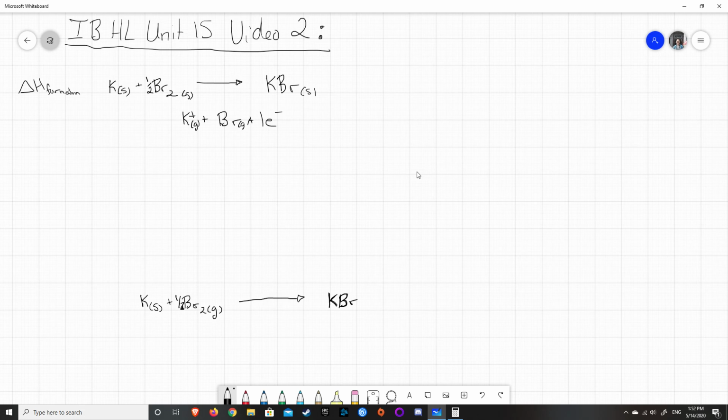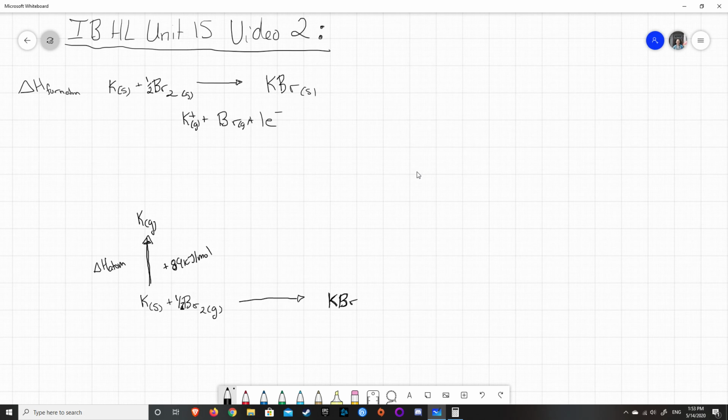In order to change the potassium to the gas state, we need to input energy, right? This is an endothermic process, delta H of atomization. And we're going to change to potassium in the gas state. This value is going to take energy, so it's going to be 89 kilojoules per mole. Okay, so that's our first step.